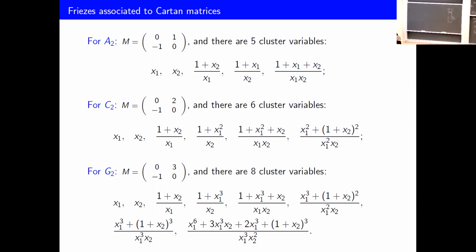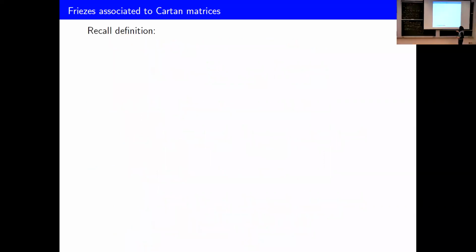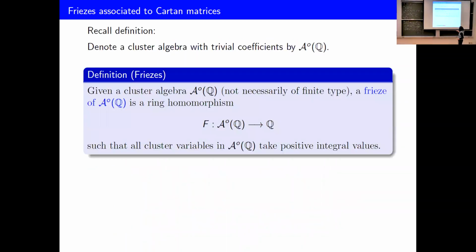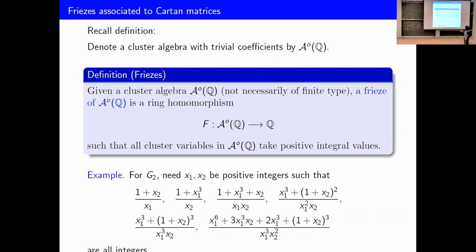For example, here you get a subalgebra of the rational functions generated by these 8 members. Sorry, I'm running short on time, so very quickly, let me just recall. Now I need to go very fast. This is for the trivial coefficients. Then we have this notion of friezes, and this we call no coefficients.